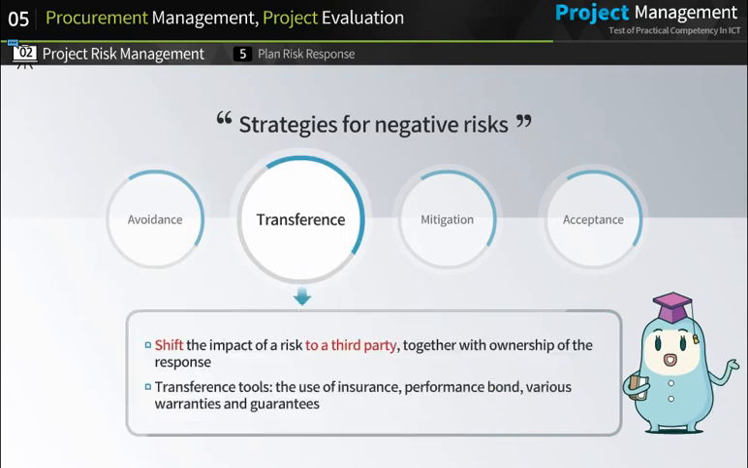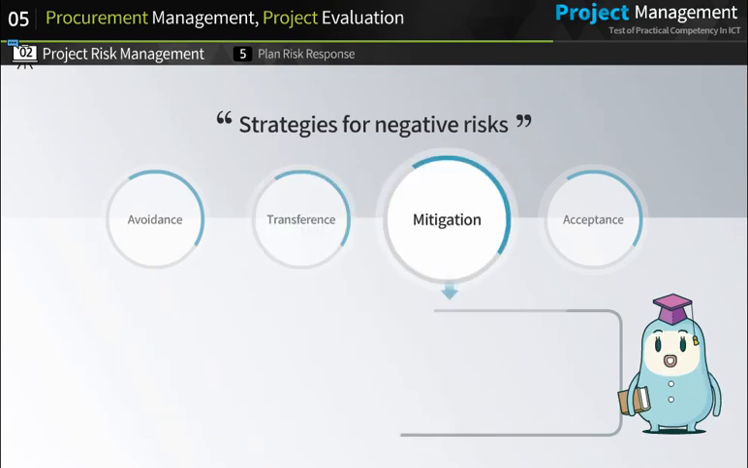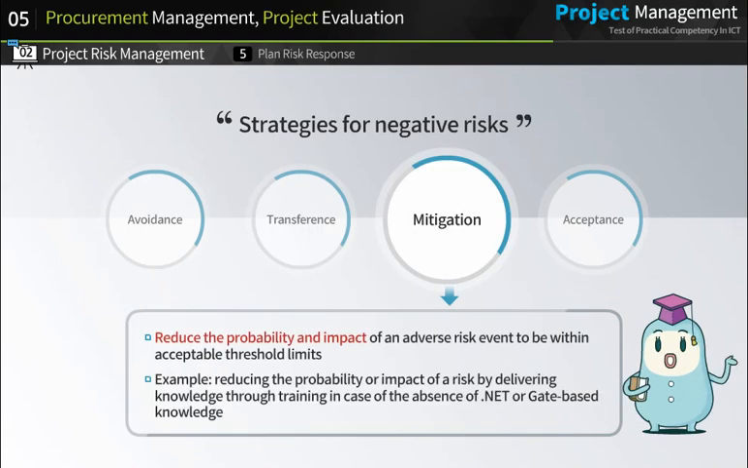Second, risk transference refers to shifting the impact of a risk to a third party, together with ownership of the response. Transference tools include the use of insurance, performance bonds, various warranties and guarantees. Third, risk mitigation implies a reduction in the probability and impact of an adverse risk event to be within acceptable threshold limits. Examples of risk mitigation include reducing the probability or impact of a risk by delivering knowledge through training in case of .NET or gate-based development.